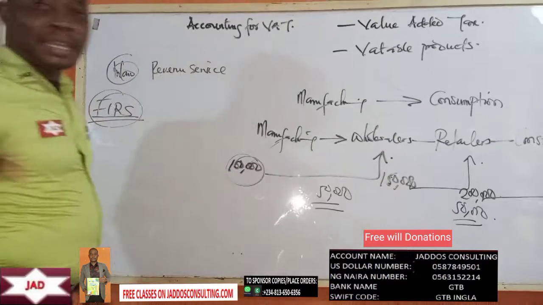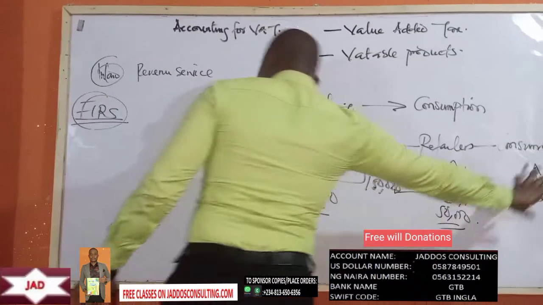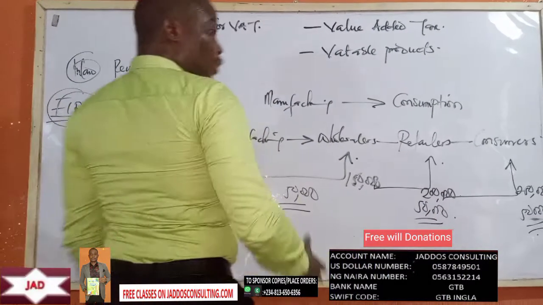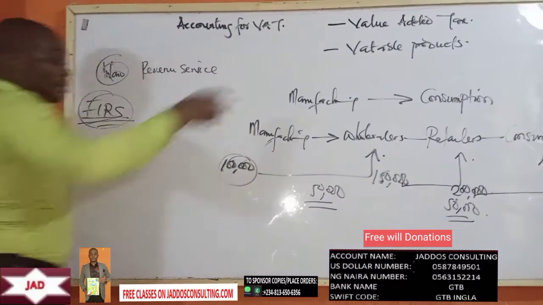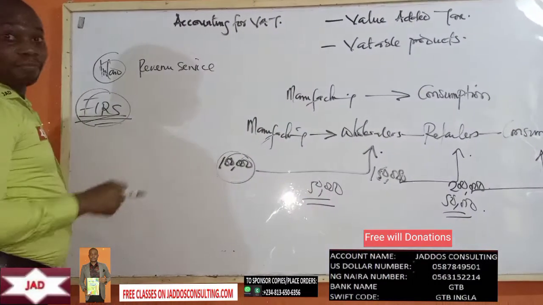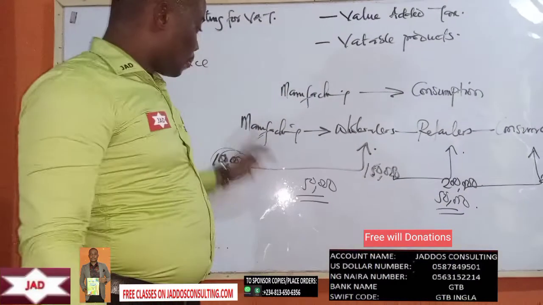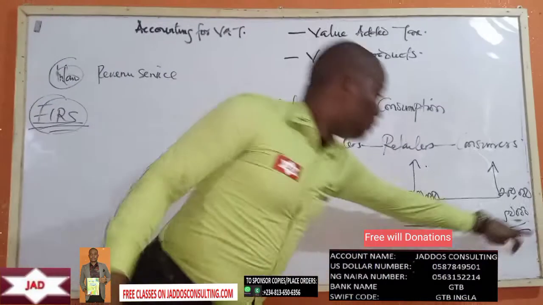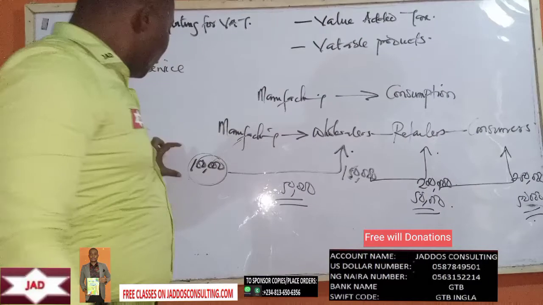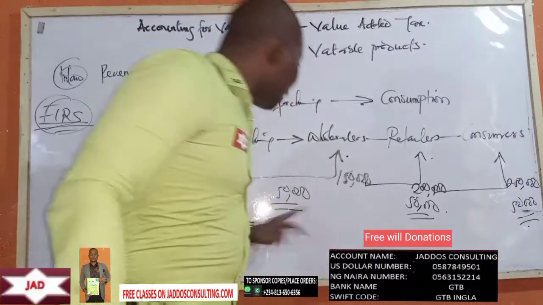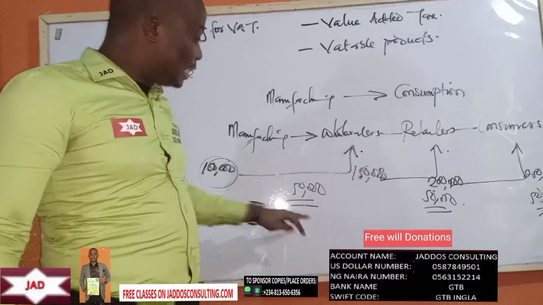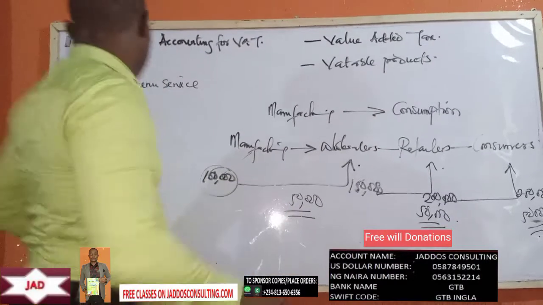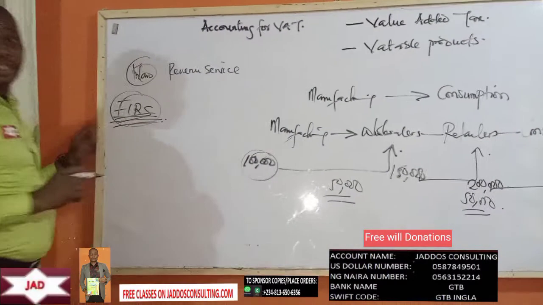So the point I'm trying to make here is that in this chain of distribution, at each point that there's a value addition, FIRS is saying we want a percentage of each of this value. So from this guy to this guy, there's a value percentage here, there's a value percentage here, there's a value percentage here. So in this movement, there have been 3 additions of values at different stages. So we're saying that each stage of value must be taxed, and that tax must be remitted to the Federal Inland Revenue Service.